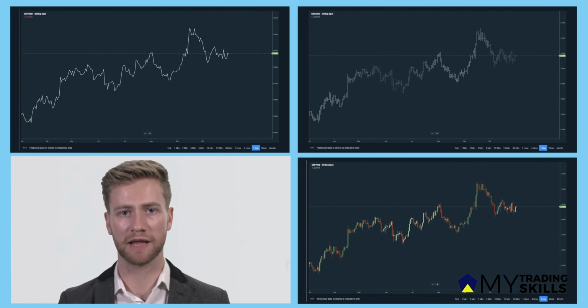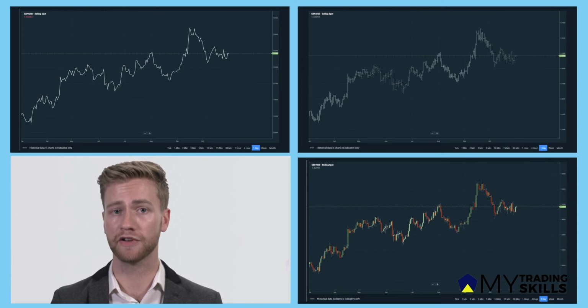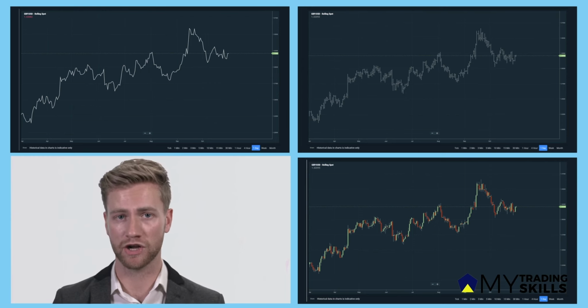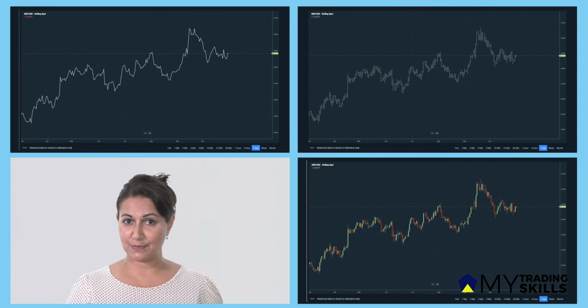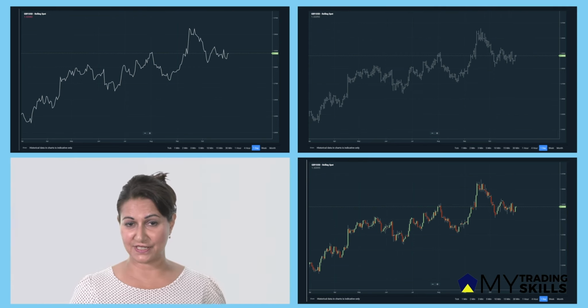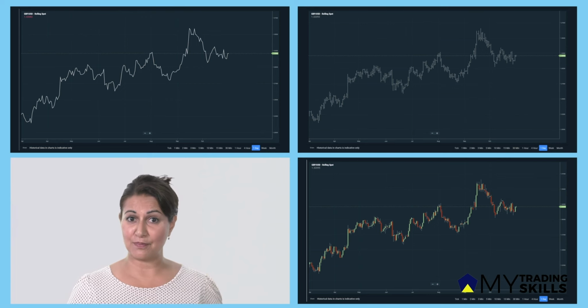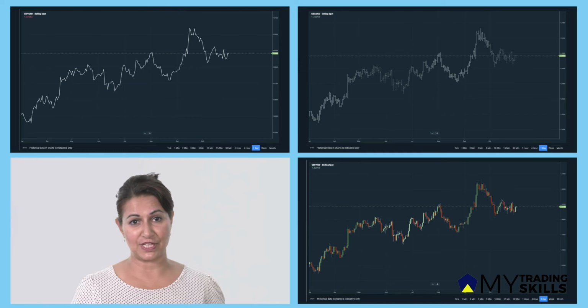Line charts only display the closing price, which might be appropriate for long-term investors. Bar charts use the closing price, but also display information on the opening, high and low prices for a particular period. Candlestick charts display the same data points as bar charts, but add a body, shadow and colours, which help us identify bullish and bearish periods visually.